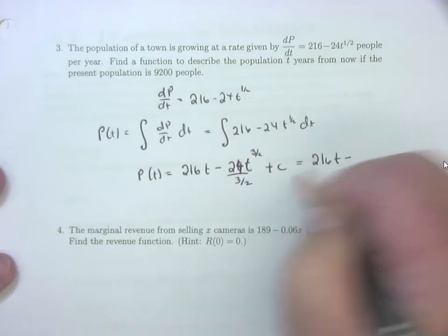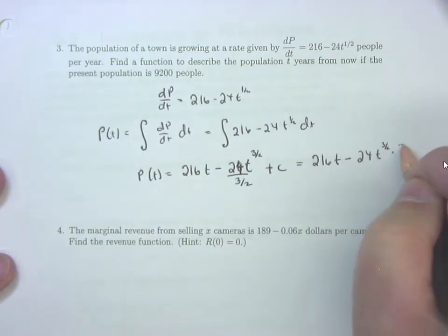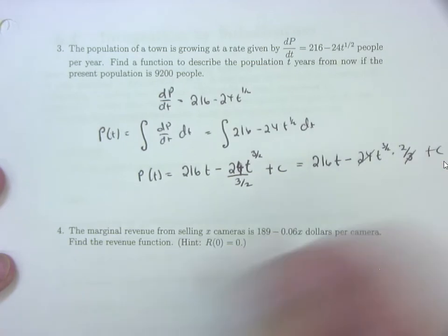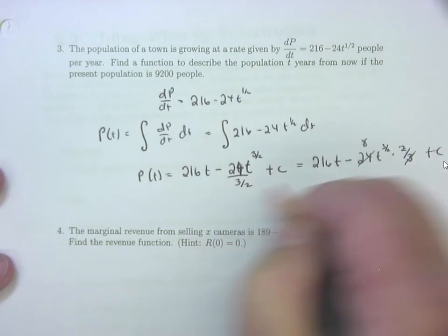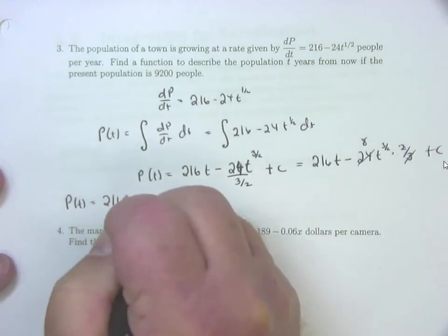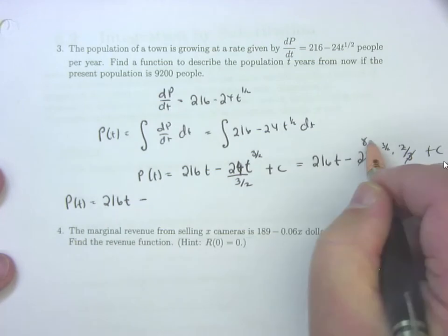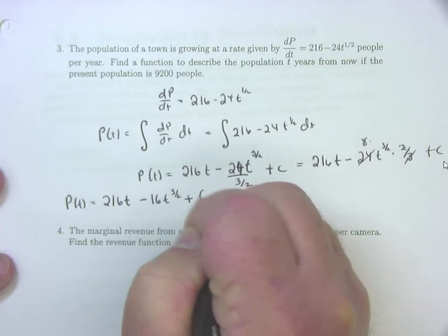So I'm going to clean this up. This is 216t minus 24t to the 3/2 times 2/3. Let's clean that up. But 3 goes in 24 how many times? 8. And 8 times 2 is 16. So P of t is going to be equal to 216t minus 16t to the 3/2 plus c.